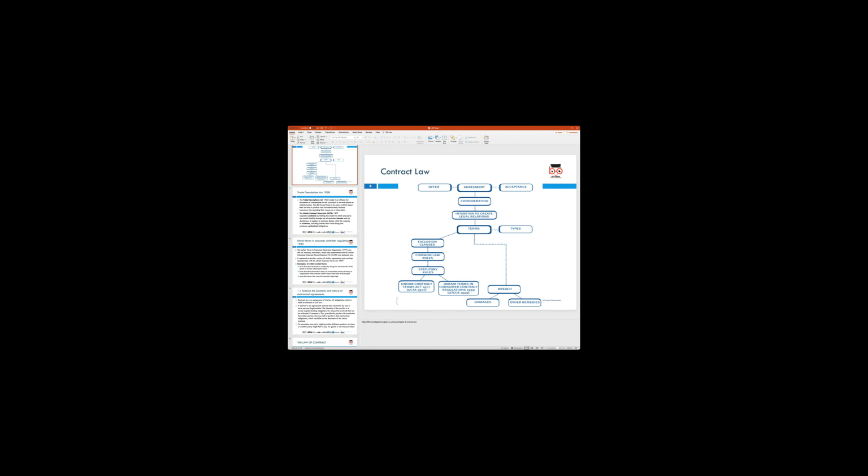Now, breach can occur at any given point in time, and if breach occurs, you have terms and conditions which are included.